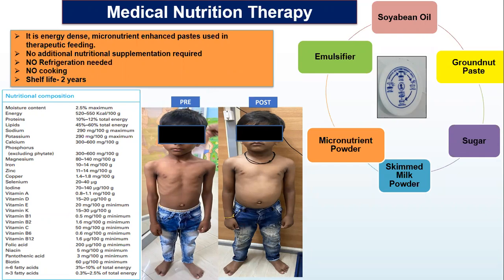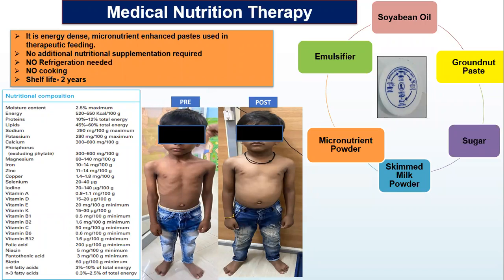Whenever a child is malnourished, once the child is stabilized of the acute phase, we can introduce the MNT in the wards, and it is given as per their weight. Suppose a child is 5 to 6 kg, then 1 MNT cup will suffice for the whole day. It is an energy-dense micronutrient mix paste, and it has a very good taste, and therefore no additional nutrition supplement is required when the child is taking MNT.